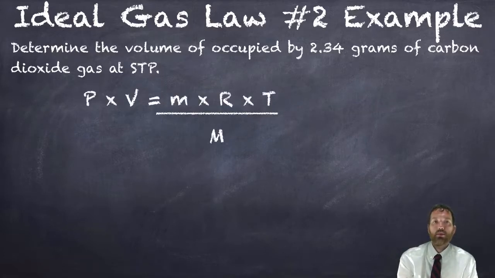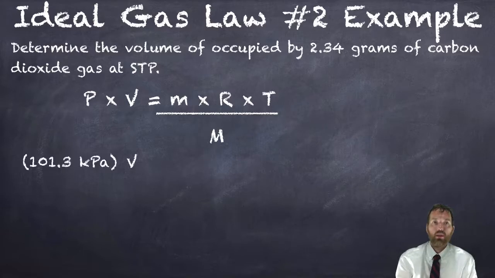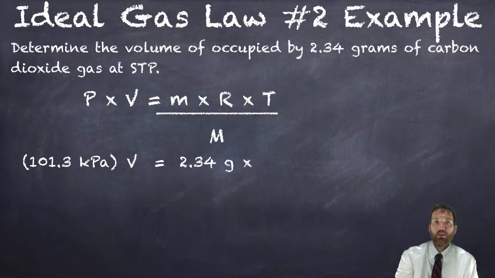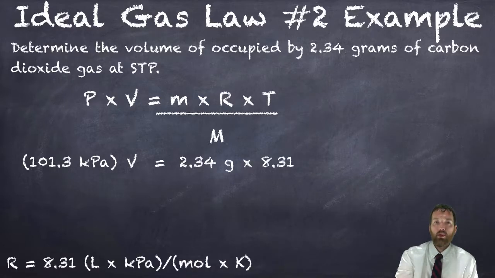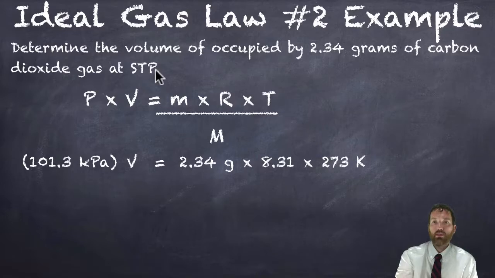So here's ideal gas law number 2. The pressure would be our standard pressure because we are at standard temperature and pressure. So 101.3 kilopascals. They want us to determine the volume, so we're solving for V. The mass they gave us is 2.34 grams. R is the ideal gas constant, the 8.31. This time I'm not going to write the units, but feel free to if you'd like. We're going to multiply that by the temperature. We see that the temperature is the standard temperature, which is 273 Kelvin.